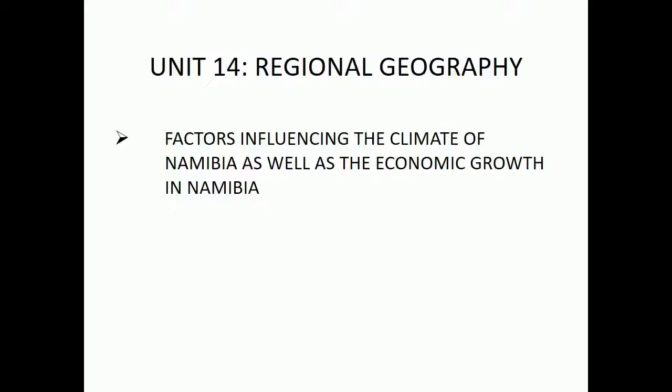Unit 14, Regional Geography. First point, factors influencing the climate of Namibia as well as the economic growth in Namibia. Very important, economic growth of Namibia is being influenced by various factors. One of them, climate. Lack of rainfall, for example, as we have experienced the past years, drought, just one of the factors that are influencing the economic growth of Namibia.